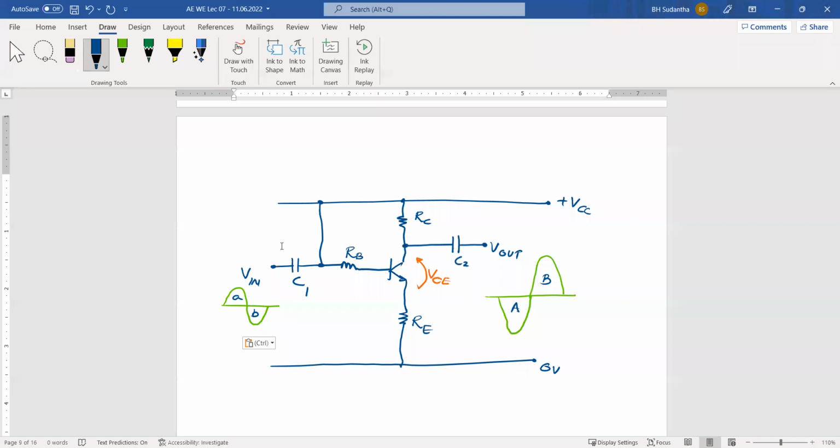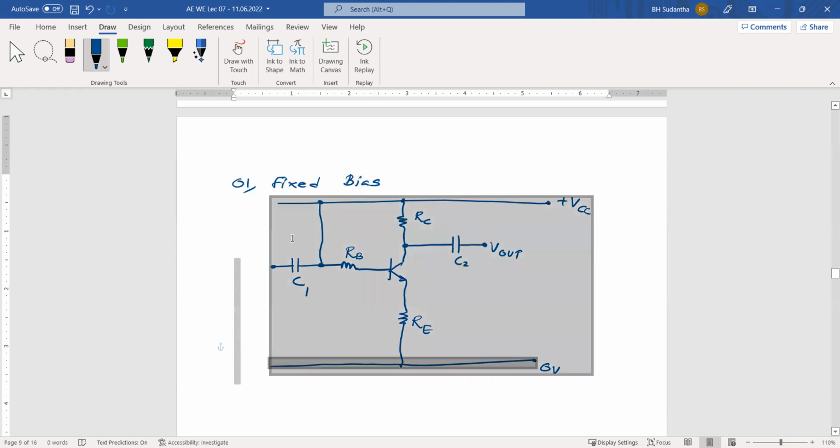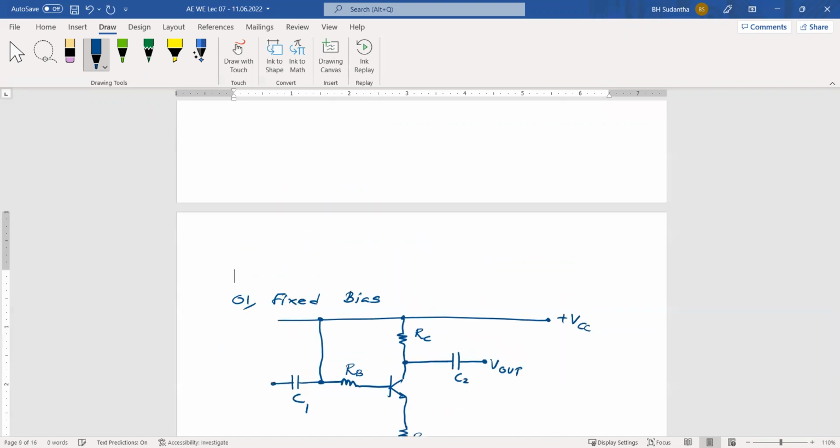Actually, the biasing method we have, I'll remove this one. And we have many biasing methods. Actually, this biasing method we have directly given to this one. And because of that, we say this is fixed bias method. This is fixed bias. I'm showing you only the different types of biasing methods. But when you do the calculations, you can understand how these things are different.